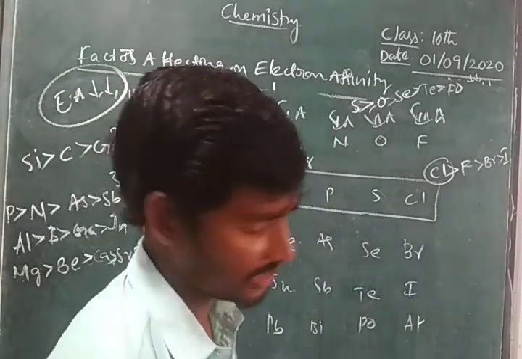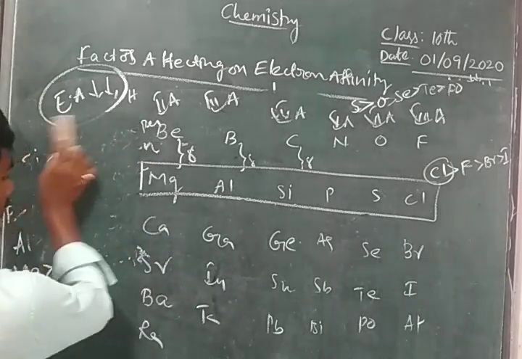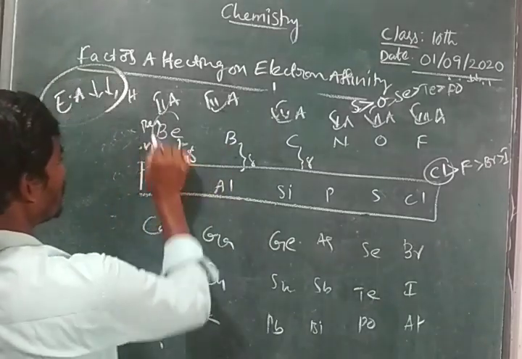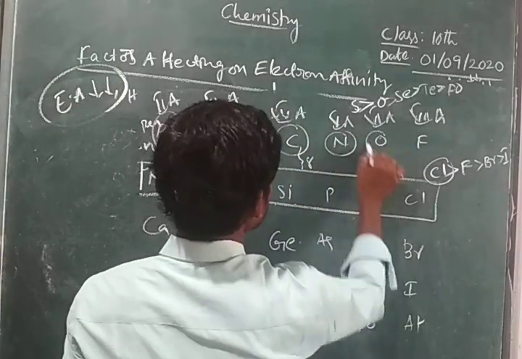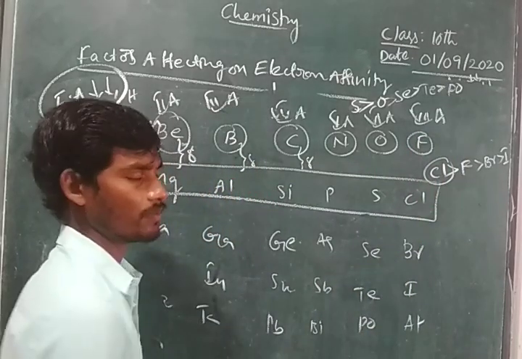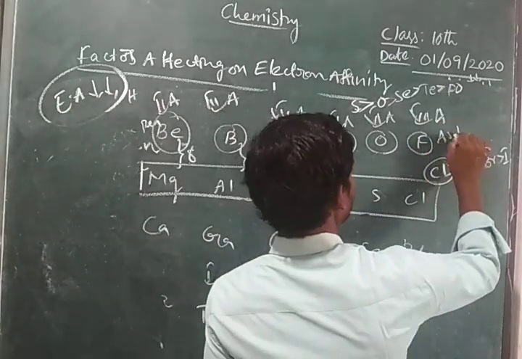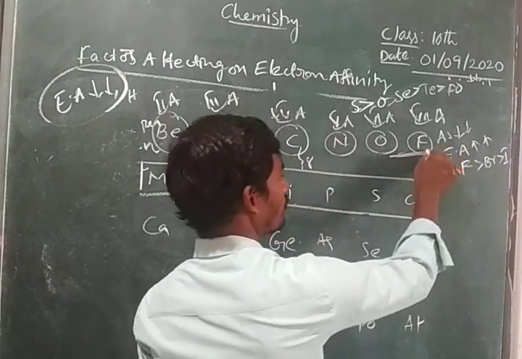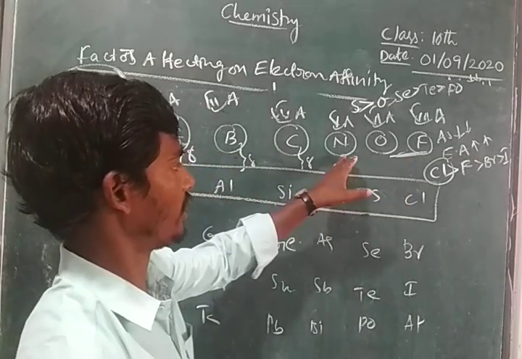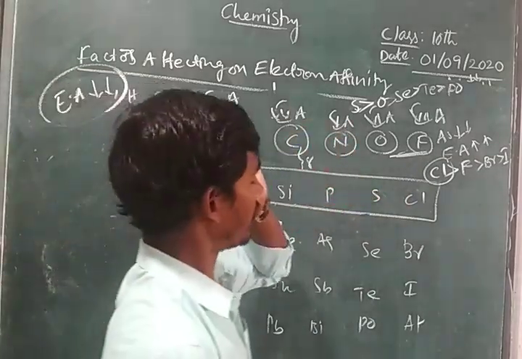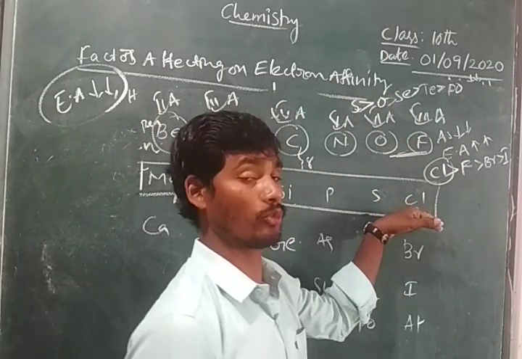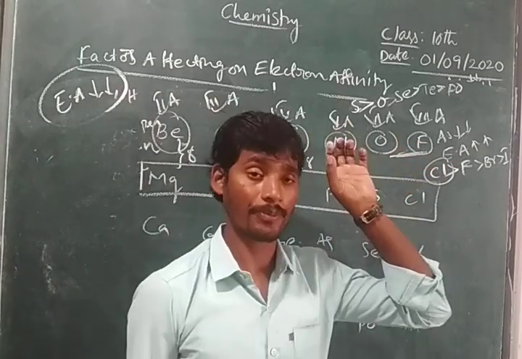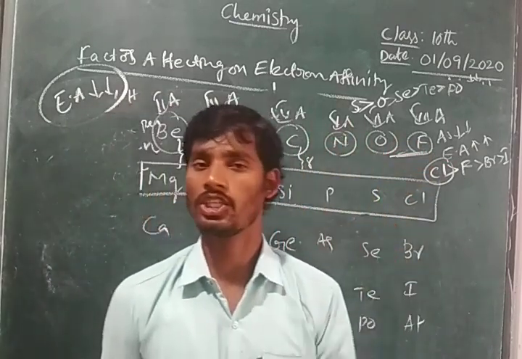In case of periods, from left to right the atomic size decreases. When the atomic size decreases, electron affinity values increase. Right, children? Fluorine has more electron affinity than oxygen, and oxygen has more electron affinity than nitrogen. Okay, children, this is about how electron affinity varies in periods and groups.